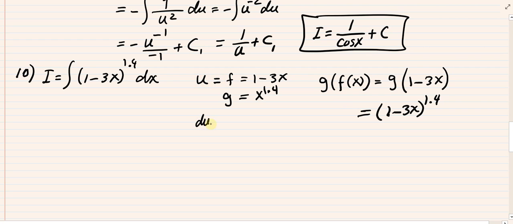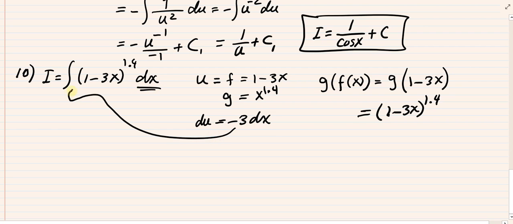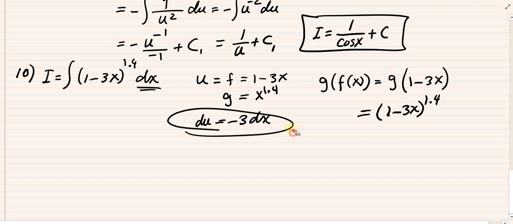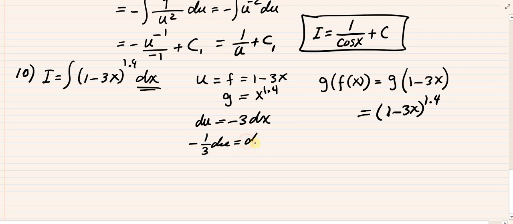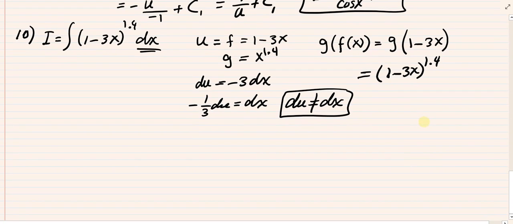Okay, so with that, du is going to be negative 3 dx. Because I only have dx, and I don't have a negative 3 outside here, I'm just going to divide both sides by negative 3, so I get negative 1/3 du is equal to dx. Note, we don't just say du equals dx. Some folks just call it that way, but that is not always true. Just because you change from x to u, dx doesn't equal du. All right, now we're good.